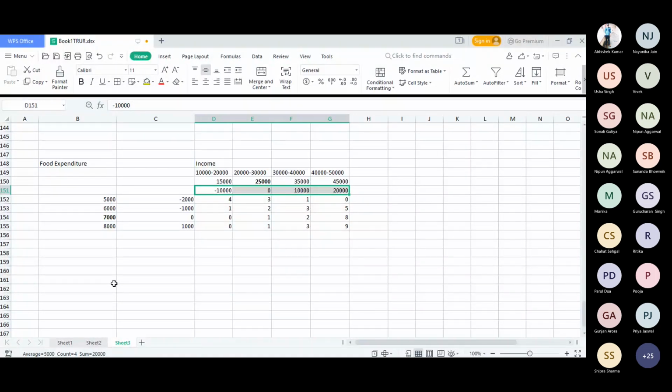Similarly, the denominator, initially n summation x square, now becomes summation f into summation fx square minus, initially it was summation x whole square, now summation fx whole square. So sigma f into summation fx square minus summation fx whole square, and sigma f into sigma fy square minus sigma fy whole square, under the root. So that becomes your formula for grouped correlation.